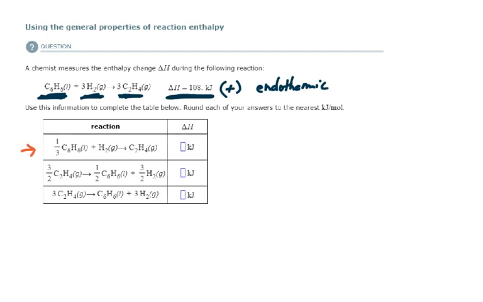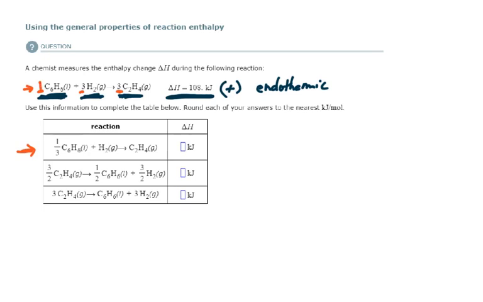we've got 1/3 of a mole of benzene reacting with 1 mole of hydrogen to produce 1 mole of ethylene. Now, as I look at it, I know that, number one, this is not the reverse of the original process, and so I do not need to change the sign of the enthalpy change. But I do see that the amounts of the reactants and products involved in this particular reaction are different. How are they different? Well, I've divided all of the original molar amounts by 3.